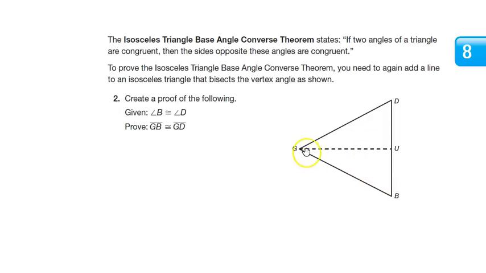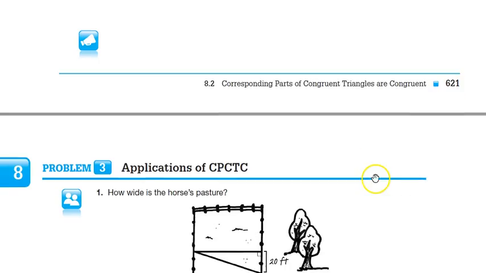Well, if they have to be congruent to each other, then corresponding parts, GD and GB, must be congruent by CPCTC. And that is how you prove that one.